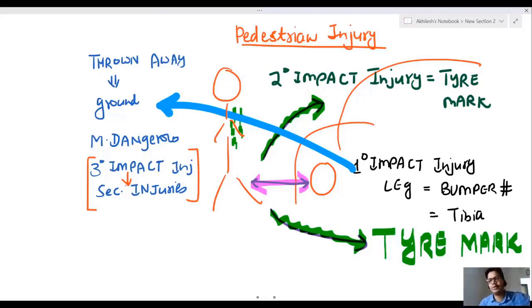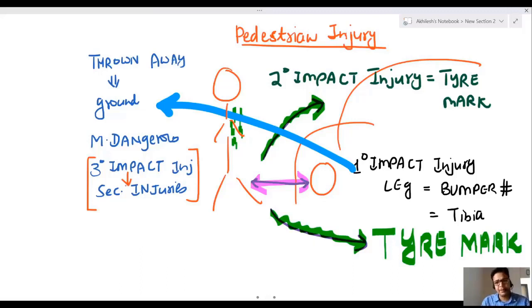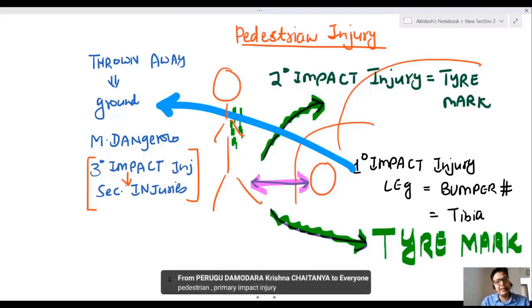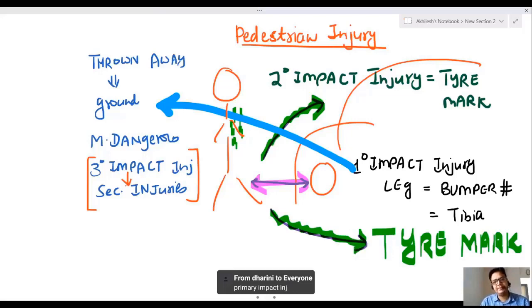Now I'll ask some questions. Bumper fracture of tibia is seen in which injury? Write it in full, don't just write primary. It is not primary, friend. No, it's a primary impact injury. Very good. Yes.